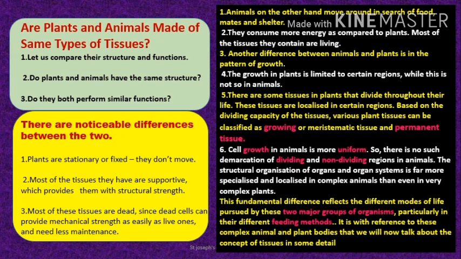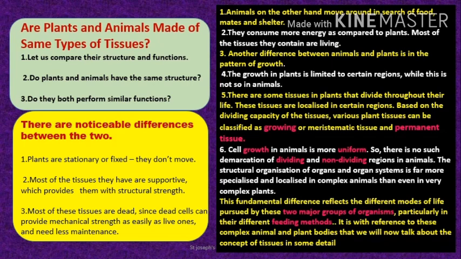Then third point, another difference between the animals and the plant is in the pattern of growth. The growth in the plant is limited to certain regions, while this is not so in animals. As we see in the plant, some parts like the stem or the leaves or the root region keep on growing throughout their life, but this is not in case of the animals.